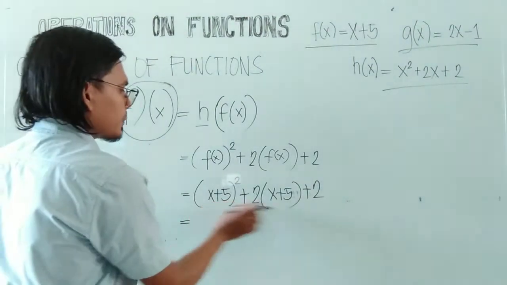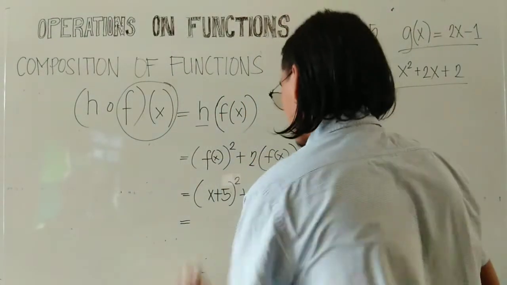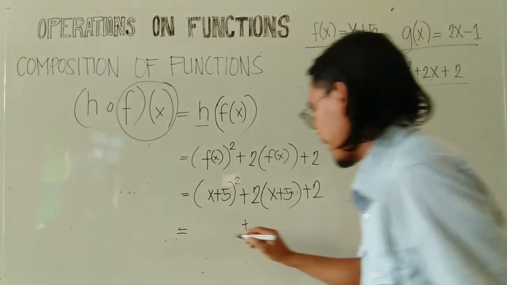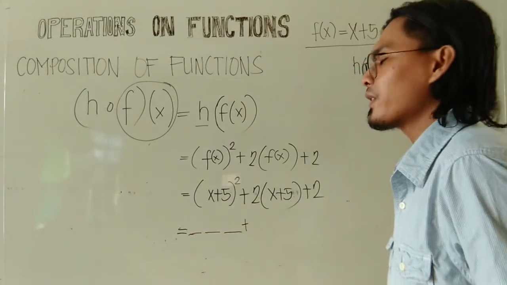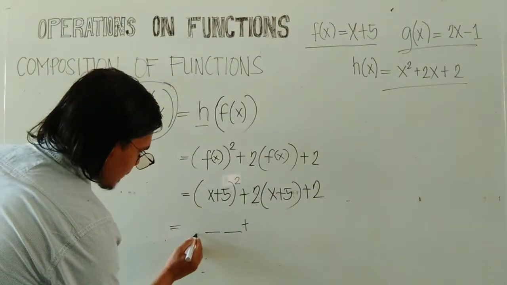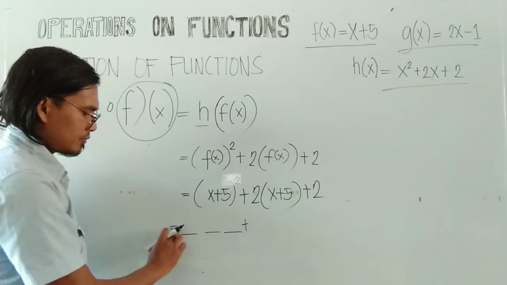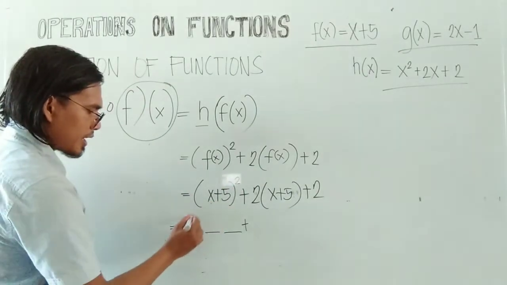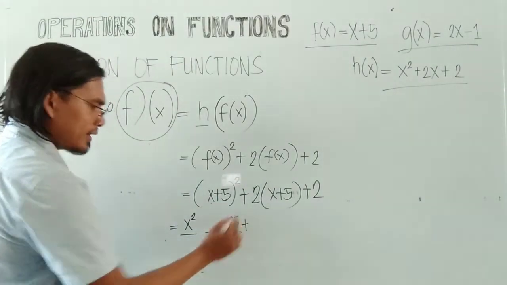PEMDAS. So inside the parentheses, then exponent. Let us start with this one. x plus 5 is a binomial. Then we have to square this binomial. The product will be a trinomial. The product of squaring a sum or difference of binomial is a perfect square trinomial. When we say perfect square trinomial, the first term is a perfect square and also the last term. So this will be a shortcut. First term squared, so we have x squared. Then your last term 5 squared, and that is 25.